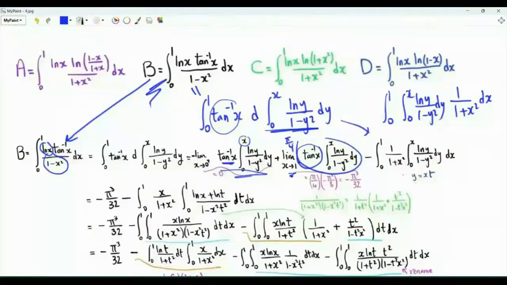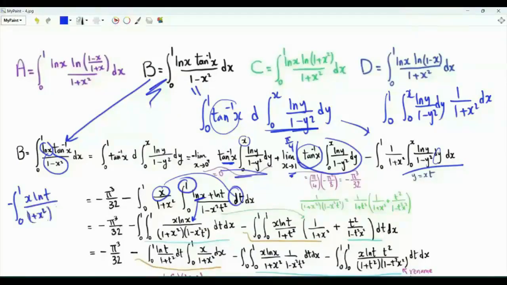Let's do the substitution, y equal to xt here. When y is 0, t is 0. When y is x, t is equal to 1. Ln y becomes ln x plus ln t. And dy is x dt. We can separate this ln x here. Then we will have the integral minus from 0 to 1 x ln t over 1 plus x squared, 1 minus x squared t squared. We do partial fractions. 1 over this product here can be written as 1 over 1 plus t squared, between brackets 1 over 1 plus x squared plus t squared over 1 minus t squared x squared.